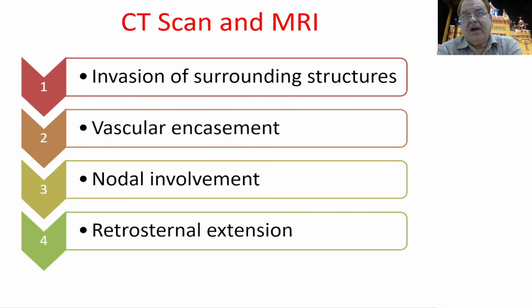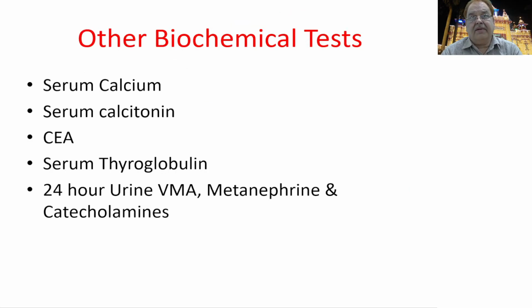CT scan and MRI can be done in a patient with thyroid swelling, but usually it is not required. But if it is a big thyroid and you are suspecting that it is invading the surrounding structures, there is vascular encasement, or if there are nodes, and if you are suspecting retrosternal extension, then before you plan for surgery, you must have a CT scan or MRI of the neck.